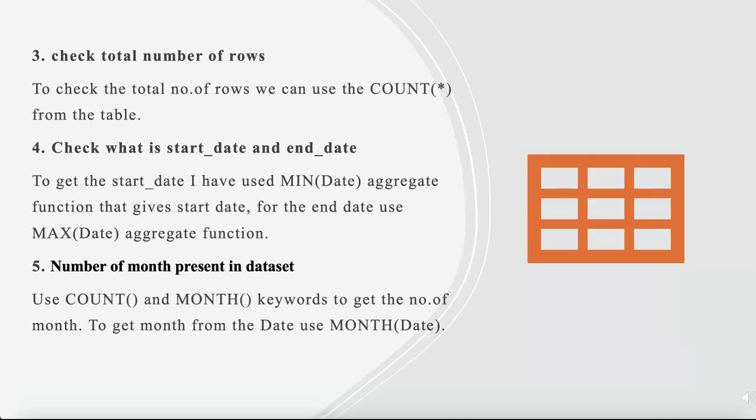And next, coming to the fifth question, the number of months present in the dataset. We need to find this. I have used the month keyword. In this month parenthesis, we use the column name, that is date. In this date, we have year, month, and date. So we can get only the month by using the month keyword. And to get the total number, I use the count function.